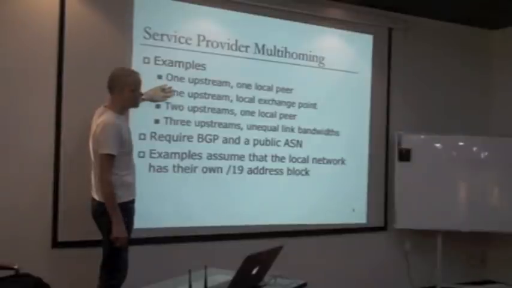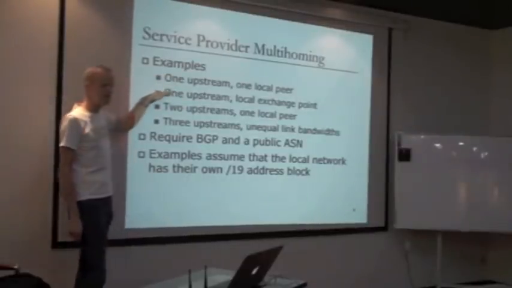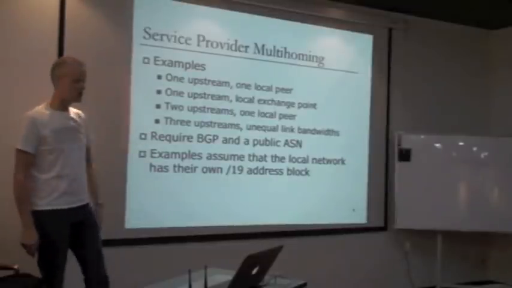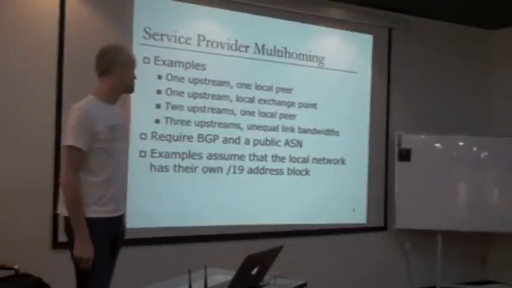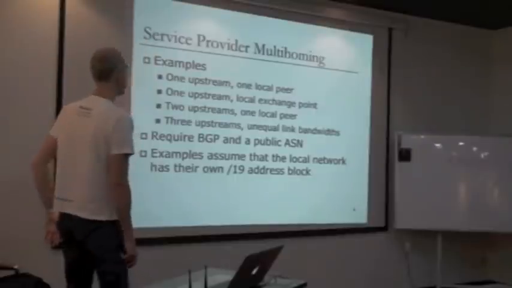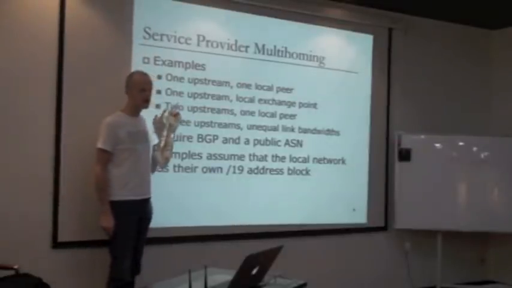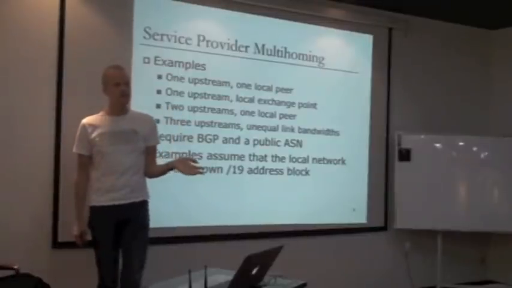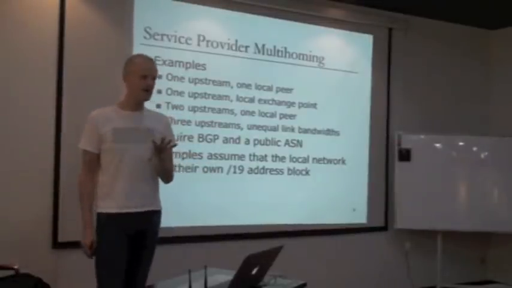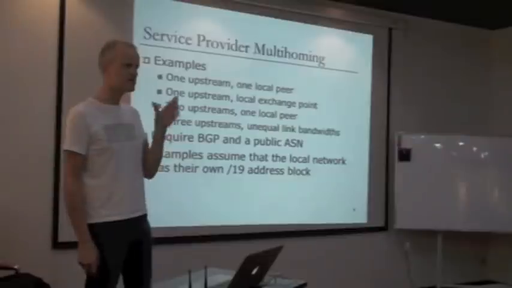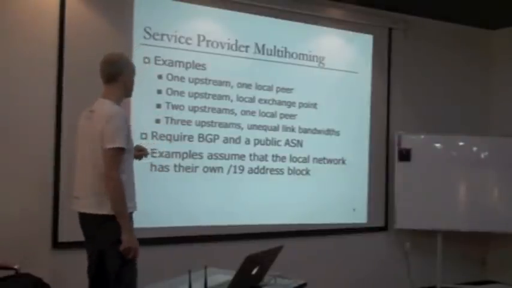Second one is one upstream and a local exchange point. So this is the next level up from here. We're going to look at two upstreams, one local peer. This is where it gets a bit interesting. This one will show you how to do it with full routes and how to do it with partial routes and defaults. And so the two ways of approaching it.